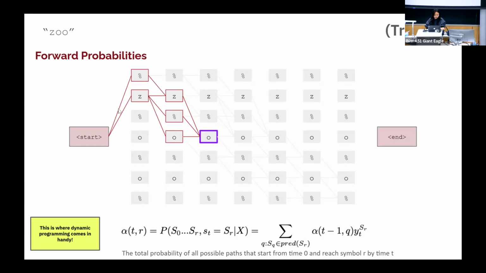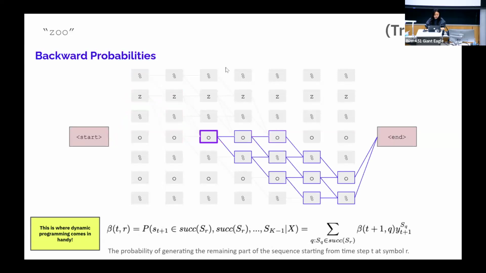You can see that all the red lines in the picture show all the possible transition paths. So we need to add up all of these red lines and their probabilities, which is similar to the previous states, denoted as alpha t minus 1 comma q. It's all the previous states' probabilities, and we multiply by this y_t. This y_t of s_r means the probability of the model outputting this symbol O, s_r, at time step t. Then we get this forward probability.